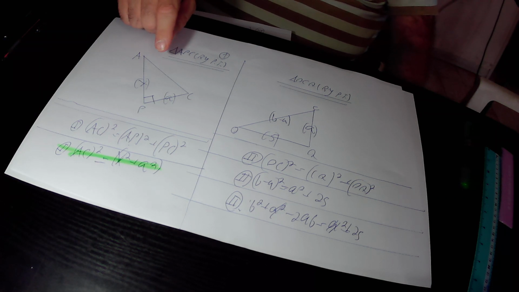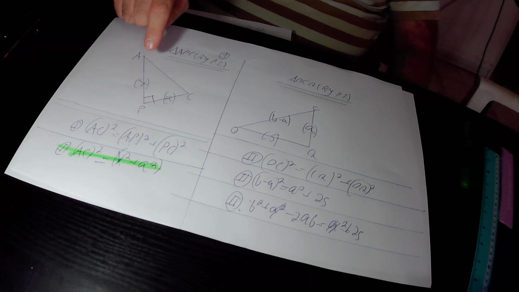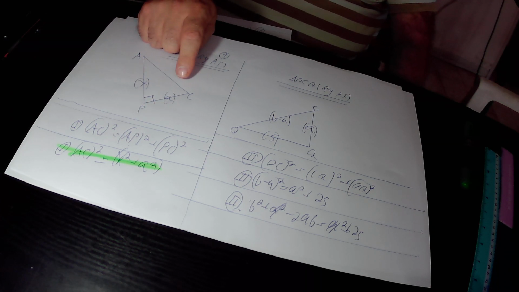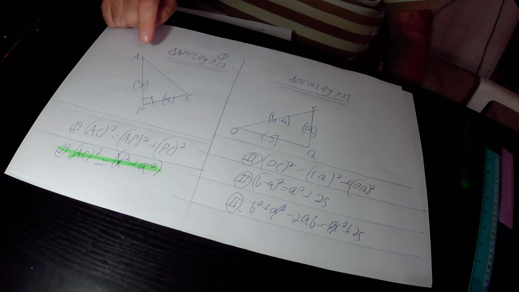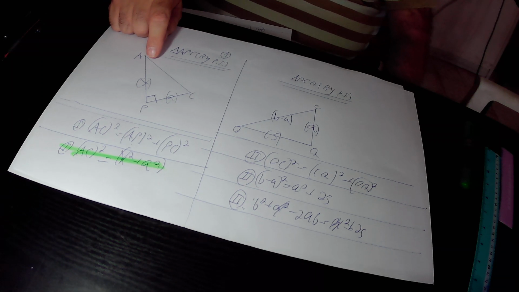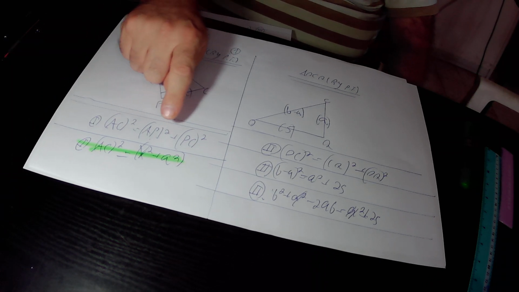So AC squared equals AP squared. AP is x, therefore AP squared is x squared, plus PC squared. PC is a, therefore PC squared is a squared. So in total, according to equation 1, we found out that AC squared equals x squared plus a squared.